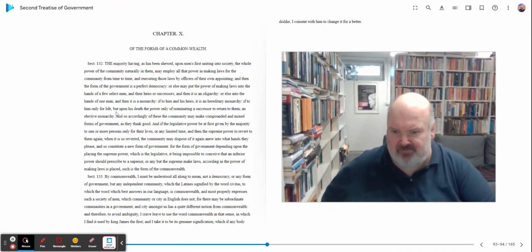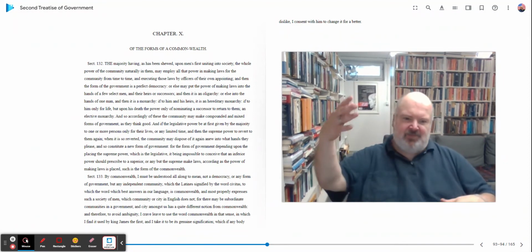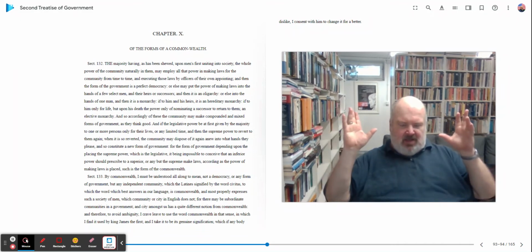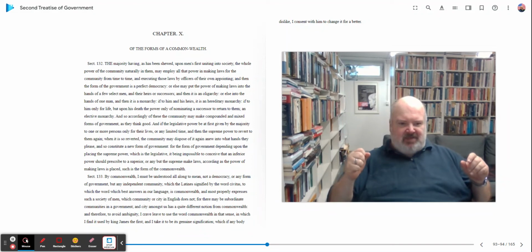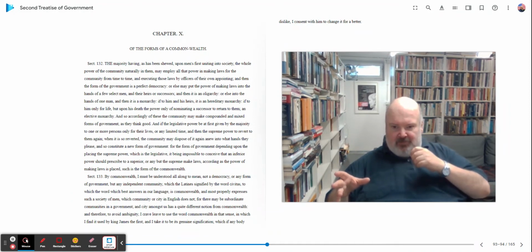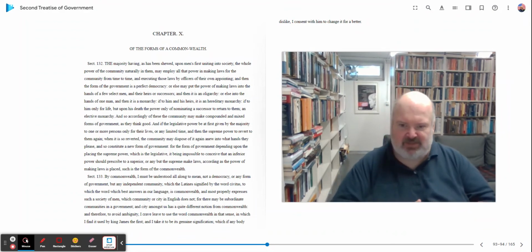If to him only for life, but upon death the power of nominating a successor returns to them, then it is elective monarchy. So therefore, he gives a typology of regimes. If the people in their collective capacity create political society, and everything is being decided by all the citizens, all the members of the community, this is democracy, right? This is perfect democracy. They have the power of making laws for the community from time to time, and executing those laws by officers of their own appointing. This government is perfect democracy.